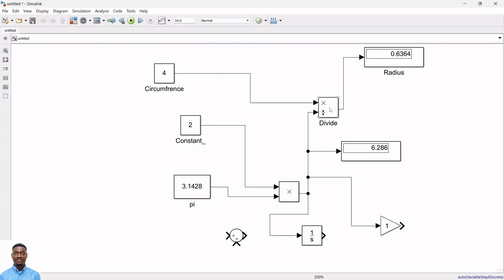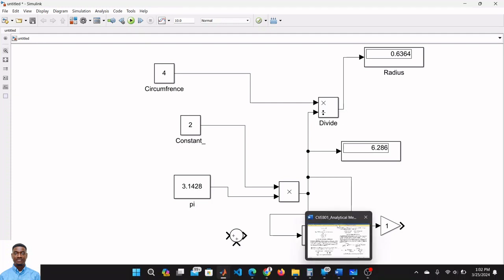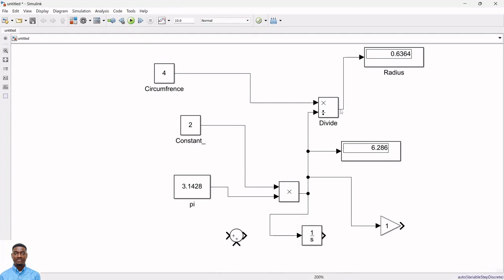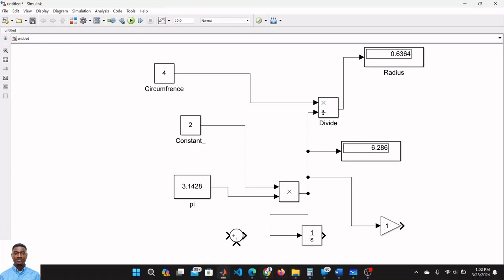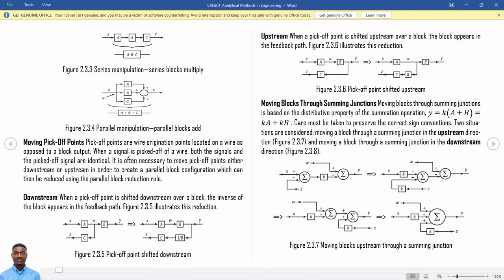Division block, input 1, input 2, output. So the difference between having a pickup point and a normal signal wire from an output is that the pickup point will be on a wire, not from the output of a block. So that is the understanding of pickup points and regular output. But for pickup points, the signal on the wire that the pickup point is picked from is the same signal that will flow in that wire.